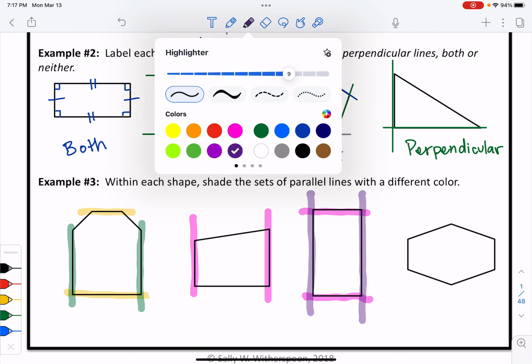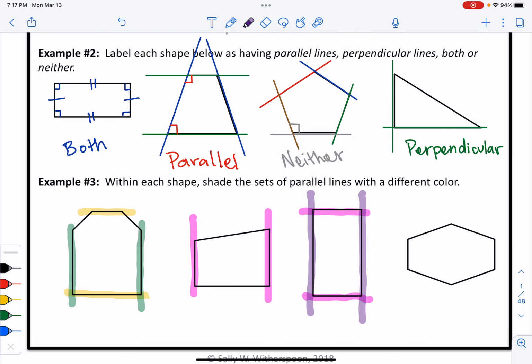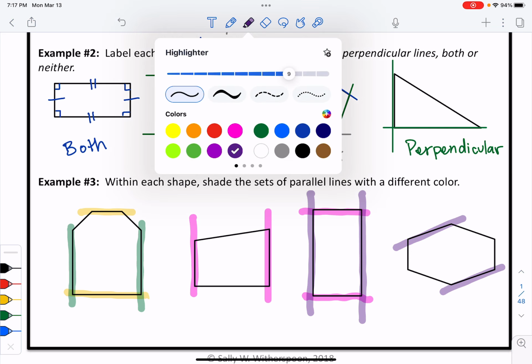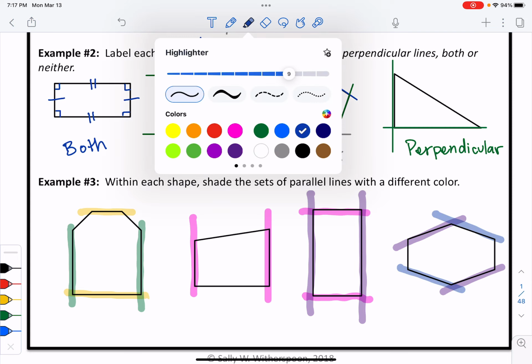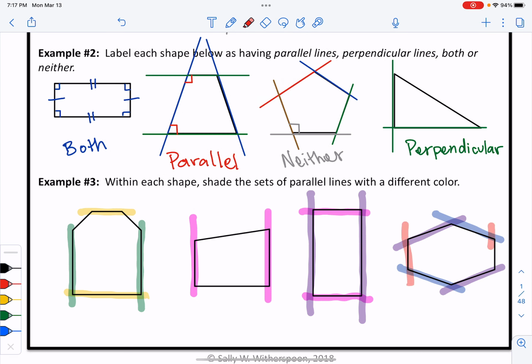Okay, this next one might trick you. But it has an even amount of sides, so it's actually going to have parallel sides. It has 6, so it's a hexagon. This side and this side are going to be parallel. This side and this side are going to be parallel. And then this side and this side are going to be parallel.